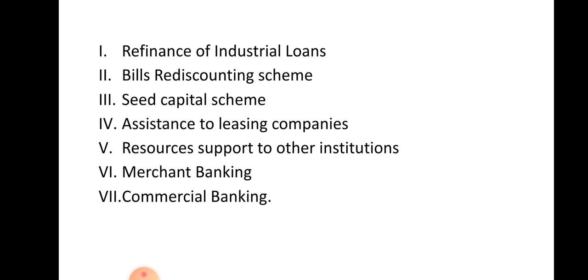And next one is the bill rediscounting scheme. This scheme is meant to help the use of indigenous machinery by industrial concerns. The purchaser draws a bill in favor of the manufacturer of machinery, who discounts it with his banker, who in turn gets it rediscounted from the IDBI.